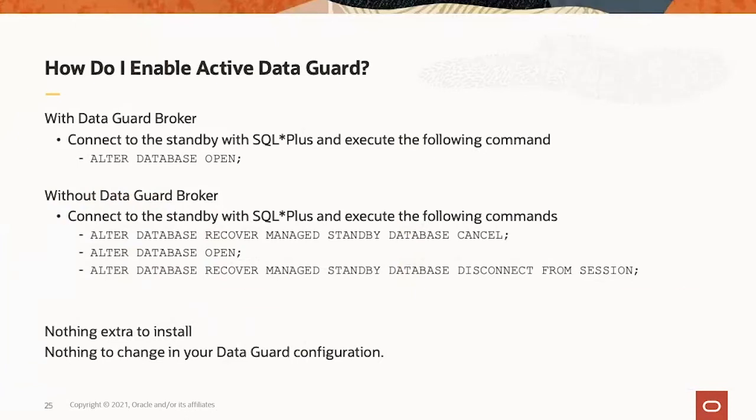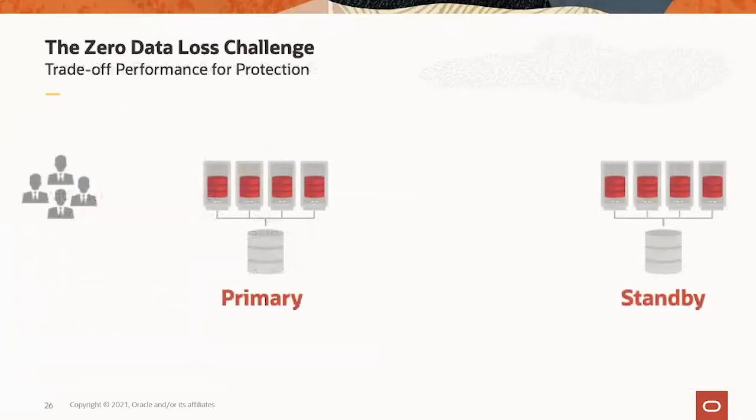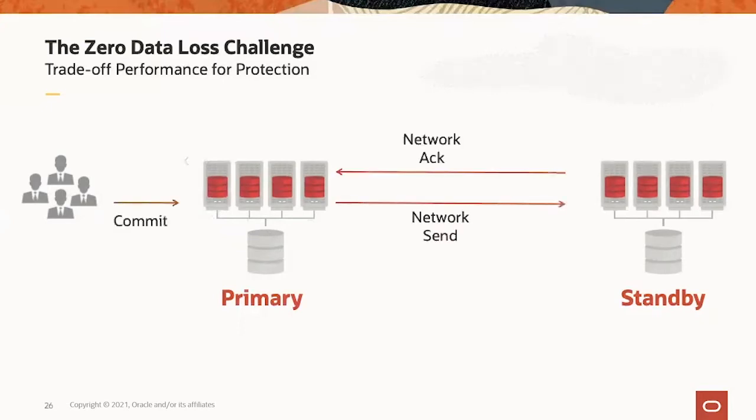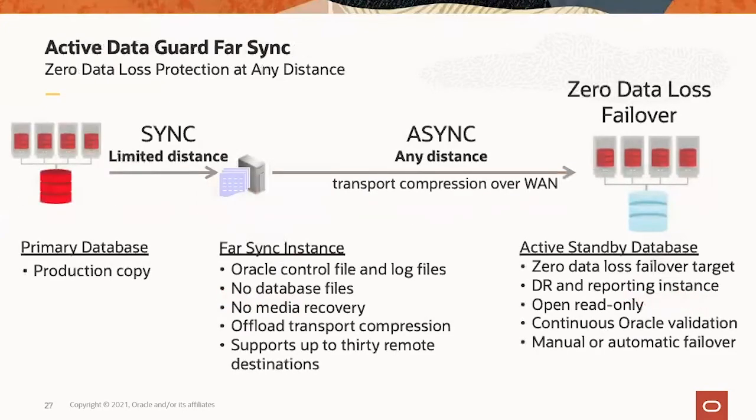Okay, the zero data loss challenge. Remember that I talked about zero data loss, that it's something which customers really would like to have, but we have a challenge over there. The only way you can be sure that you have zero data loss is that when the commit happens, the standby acknowledges that the commit has happened. And you start feeling that this might become an interesting situation when primary and standby are very far out of each other. So to resolve that, we came up with the Far Sync instance.